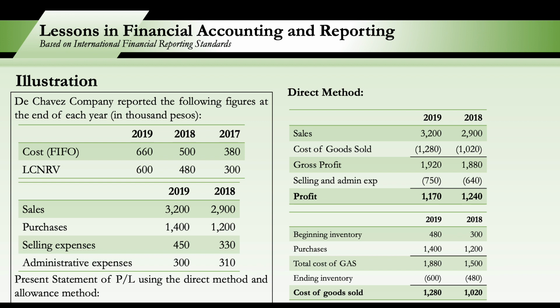Whereas in 2019, so our sales is 3,200,000. Our cost of sales is 1,280,000. Our gross profit is 1,920,000. And then we also deduct our selling and admin expenses of 750 in 2019. So our profit for that year is 1,170,000. So again, all inventory amounts beginning and ending are recorded based on the lower of cost or NRV.